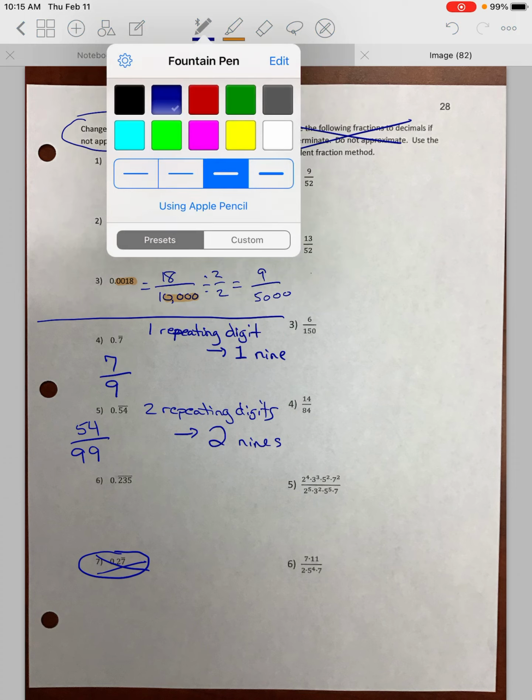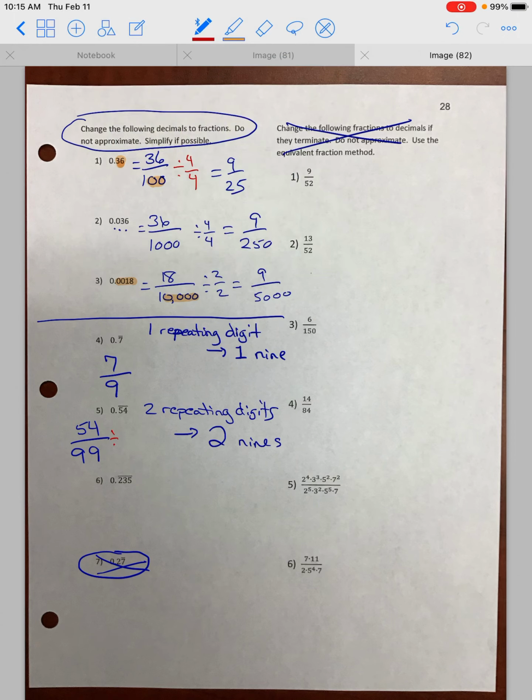Now it looks like that one reduces, so I could divide the top and bottom by 9, and that would give me 6 over 11. Okay, so the last one has 3 repeating digits. So I want you to think 3 9s. So the repeating ones always go over 9s. So that'll be 235 over 999.